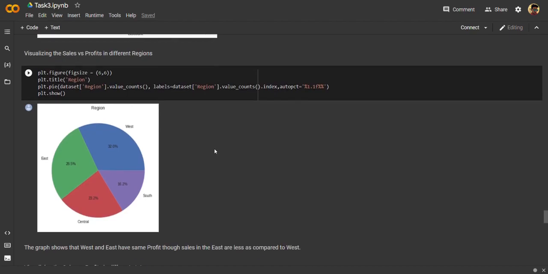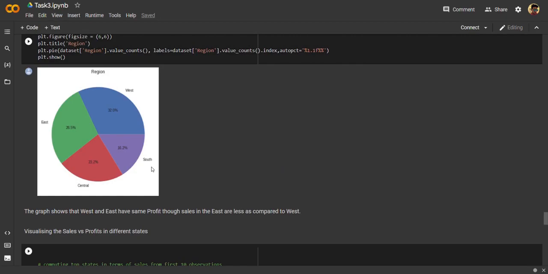Then I am visualizing sales versus profit in different regions. We can see that the central region is 23.5, the east region is 28.5, the west is 32, and the south is 16.2. From the graphs, the west and the east have made similar profits through the sales. The east is a little less compared to the west, and the south is the least of all. So one needs to focus more on the south region to increase the profit.